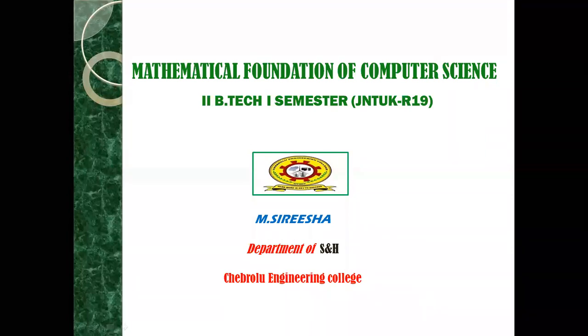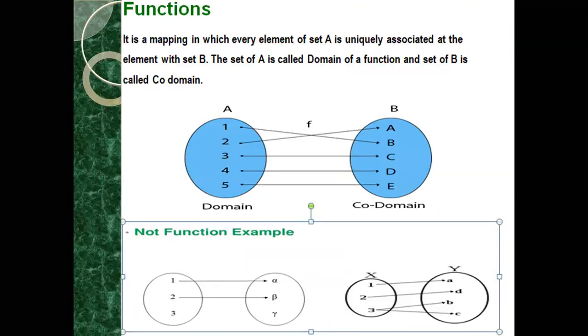Today we are going to learn about functions from Unit 3. Okay. So, what is a function? It is a mapping in which every element of set A is uniquely associated with an element of set B. The set A is called the domain of a function and set B is called the codomain.